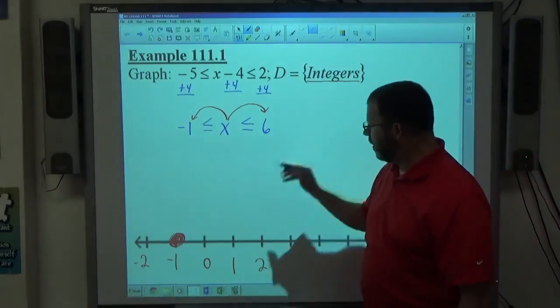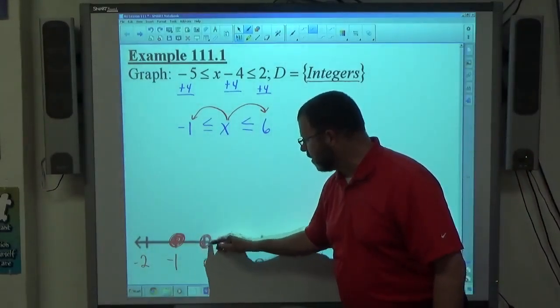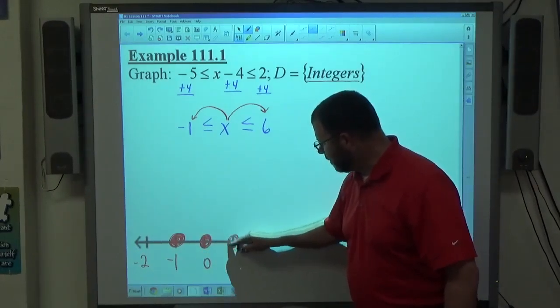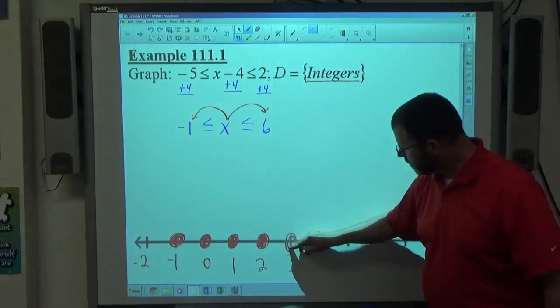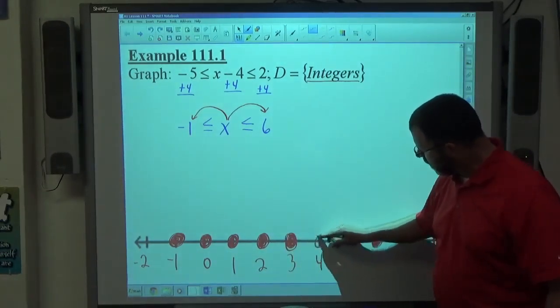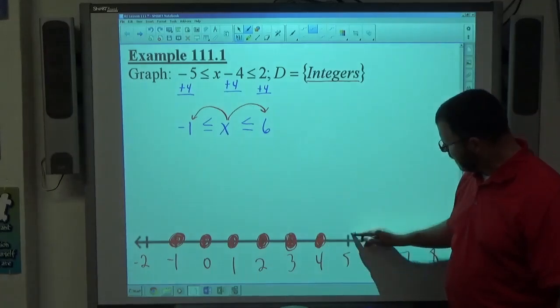And again, I'm only graphing integers, so I'm going to graph 0, which is an integer. I'm going to graph 1, and 2, and 3, and 4, and 5.